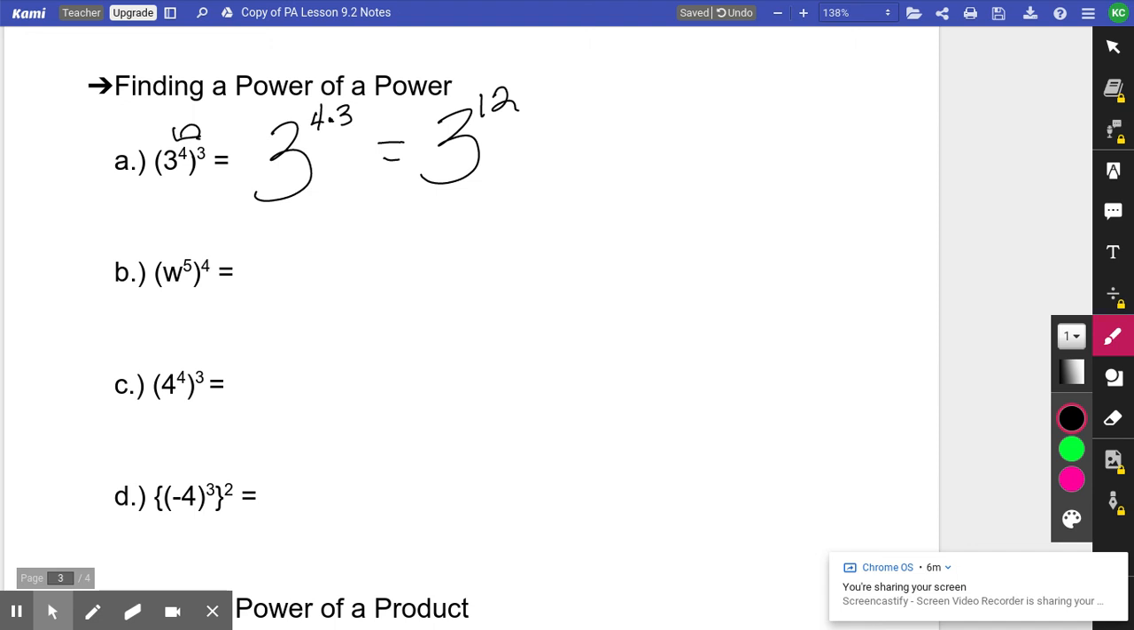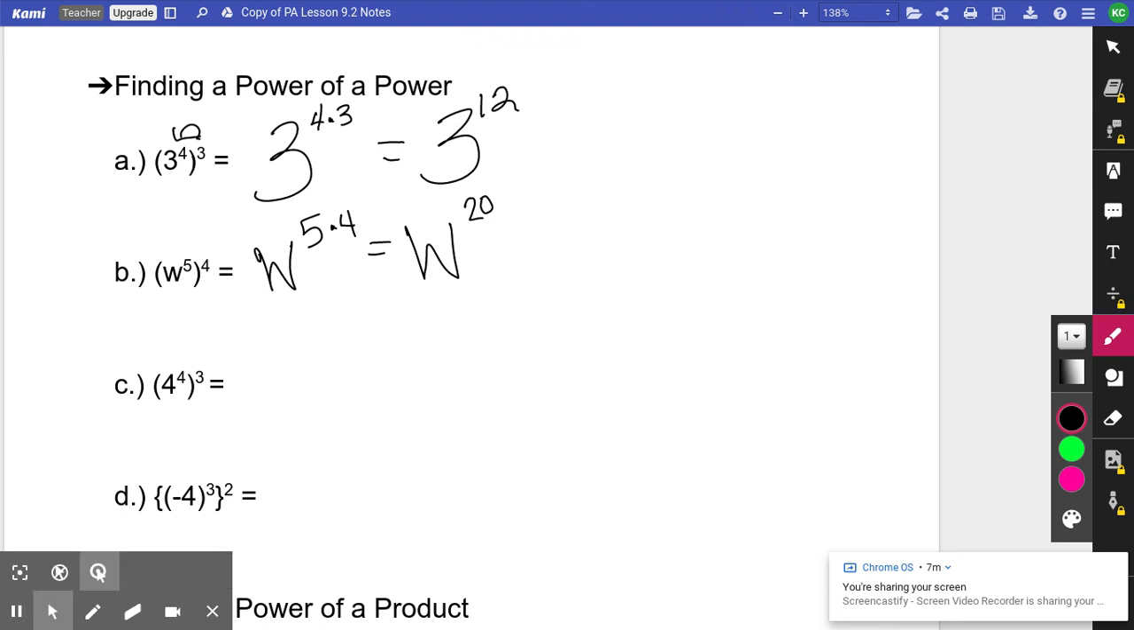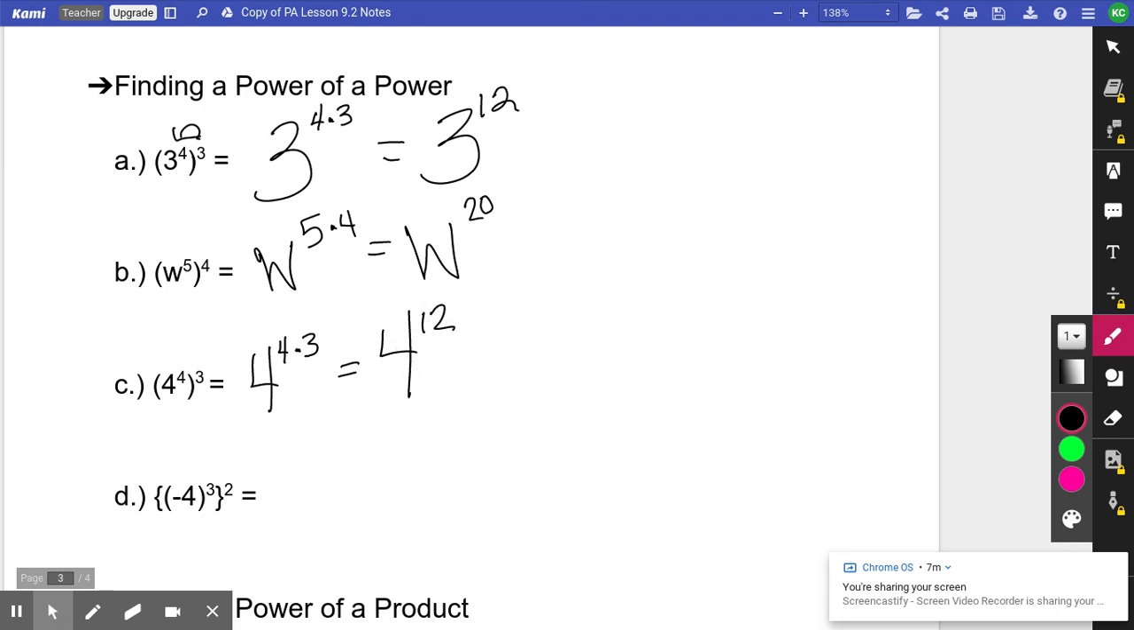Next, I have w to the 5th raised to the 4th, which means I have w to the 5th times the 4th, which means I have w to the 20th. Next, I have 4 to the 4th raised to the 3rd. So my base is going to be 4. I'm going to take it to the 4th power times the 3rd power, which is going to give me 4 to the 12th.